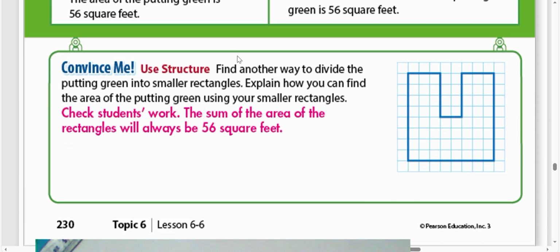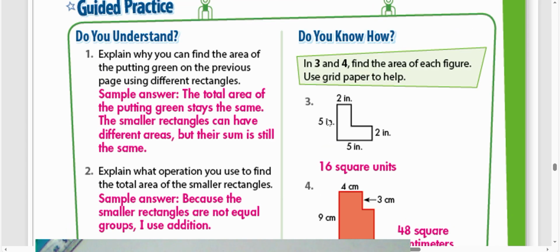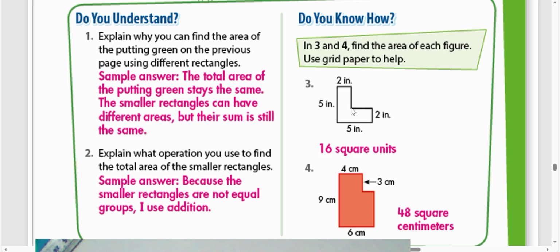Use structure. Find another way to divide the putting green into smaller rectangles. Explain how you can find the area of the putting green using your smaller rectangles. We can find the answer like this: divide it or count all the squares. You can count how many squares. The sum of the areas of the rectangles is always 56 square units. Count all the squares inside, and you can find the area. Now we can also find the area by dividing it like this, right? Two dimensions, divided from here.